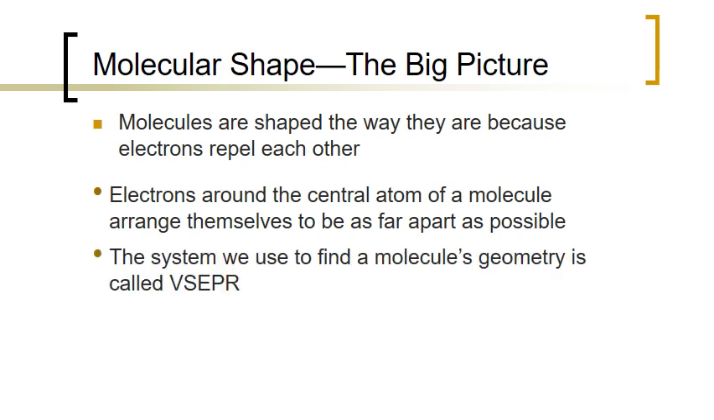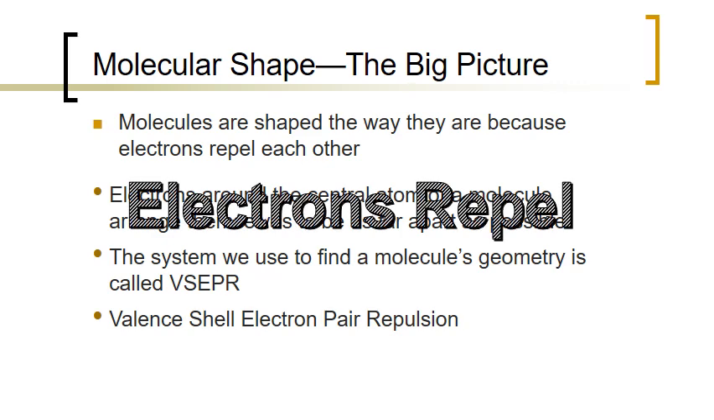The system we use to find a molecule's geometry and its structure is called VSEPR. It sounds really complex: valence shell electron pair repulsion. You don't have to memorize that phrase. You just have to be able to find electron pair geometries and molecular structures. And the name comes from the fact that electrons repel each other.